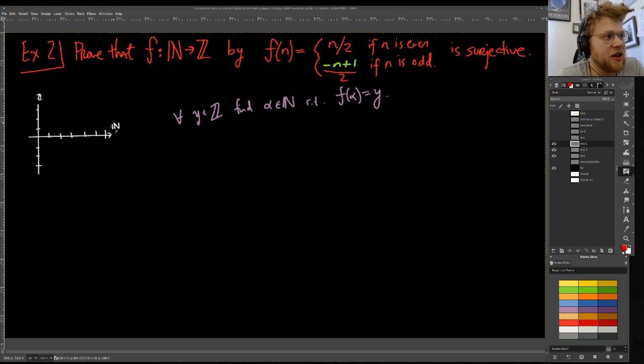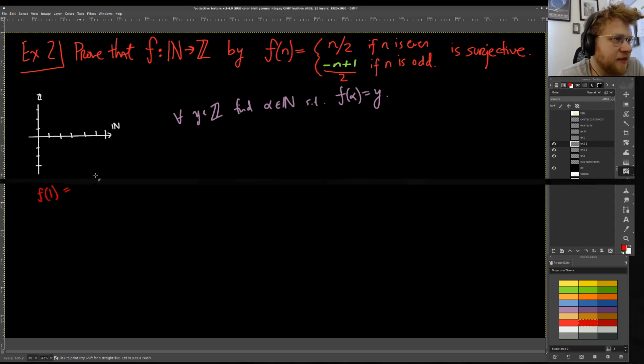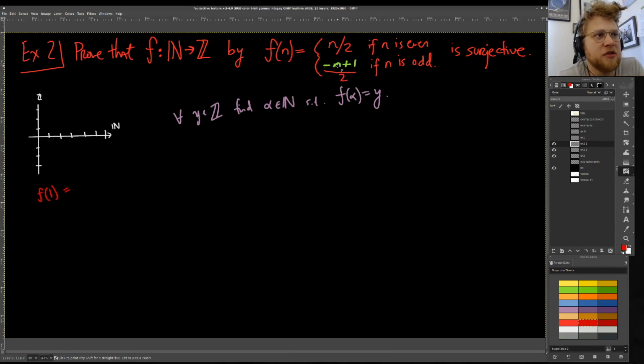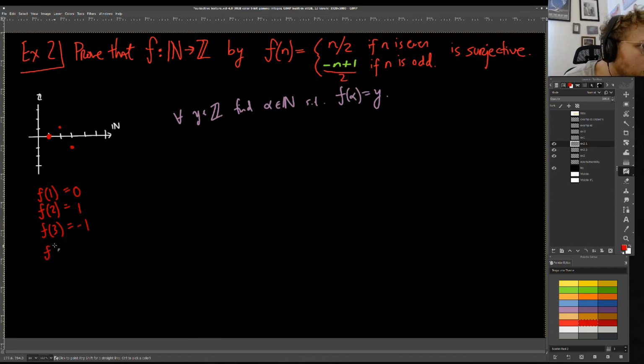So we've got the natural numbers here on the x-axis. Those are going to be our inputs, and our outputs are going to be integers. So we can just start thinking, what's f of 1? Well, 1's an odd number, so negative 1 plus 1, that should give us 0. When we have 2, 2's an even number, so we'll get 1. F of 3, negative 3 plus 1 all over 2 should give us negative 1. F of 4, 4 divided by 2 gives us 2.